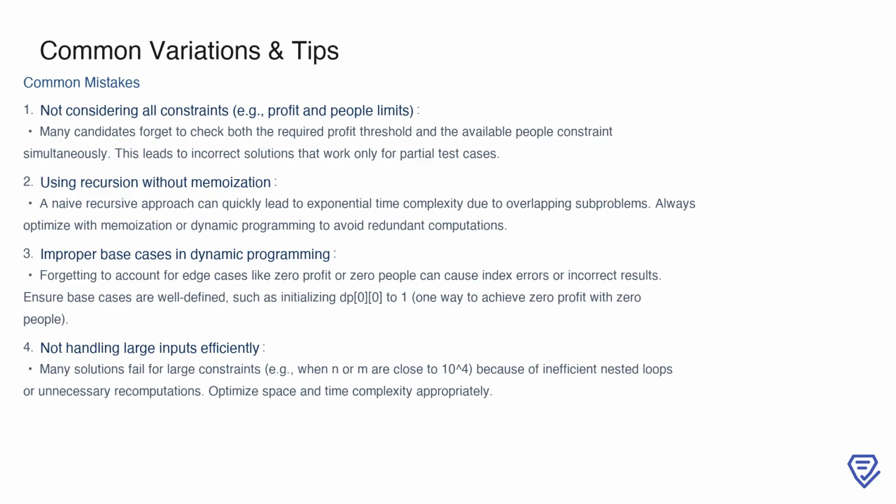Another pitfall is improperly defining base cases in a DP solution. For example, neglecting edge cases like 0 profit or 0 people can lead to index errors or incorrect results. A good practice is initializing values such as dp[0][0] to 1, which represents one way to achieve 0 profit with 0 people. Lastly, handling large inputs is a critical aspect. If constraints like the number of people or profit are large, inefficient nested loops or redundant calculations can make your solution impractical. Always aim to optimize both time and space complexity to ensure scalability.